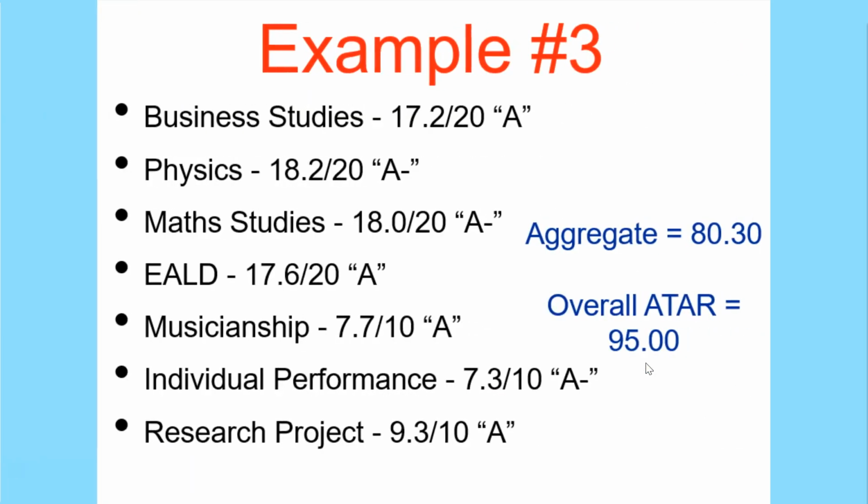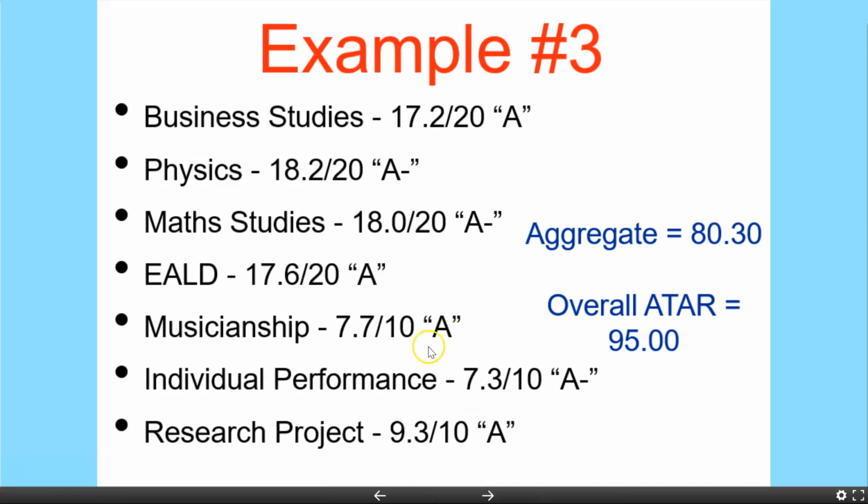Final example here, we've got another student. This time they're doing some music subjects, which are out of 10 credits. Okay, but again, adding up all the different grades gives them an aggregate of 80.30 and an ATAR of 95.